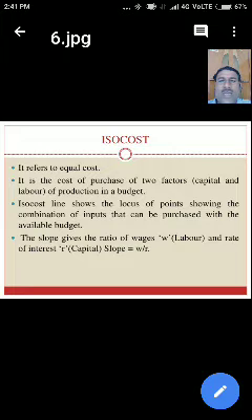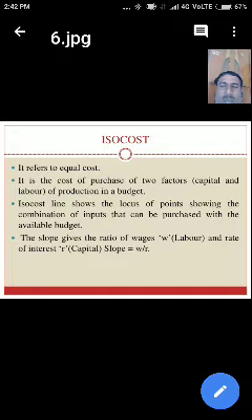The isocost line shows the locus of points showing the combinations of inputs that can be purchased with the available budget. So within the limited budget of the producer, how many capital units as well as labor units can be used is what the isocost line says. The prices of the inputs are constant within the short period. Within that limited period, how many labor units and capital units can be used in the production process is what the isocost line shows.